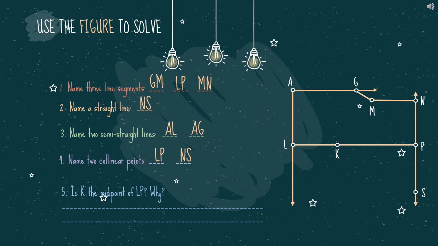And finally, question number 5. Is K the midpoint of LP? Why? No, K is not the midpoint of LP because it is not exactly in the middle. There is not equal space on either side of it. Can you see how K is a little bit closer to L? That means it is not the midpoint.